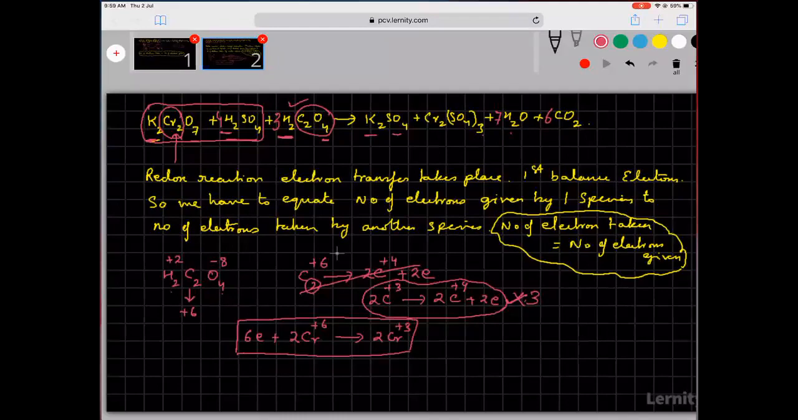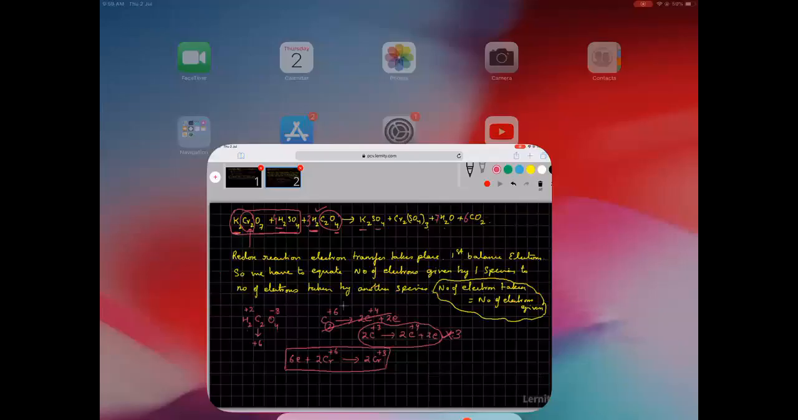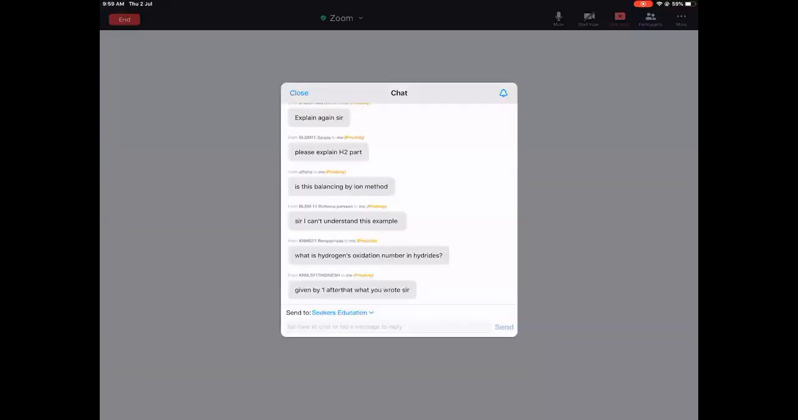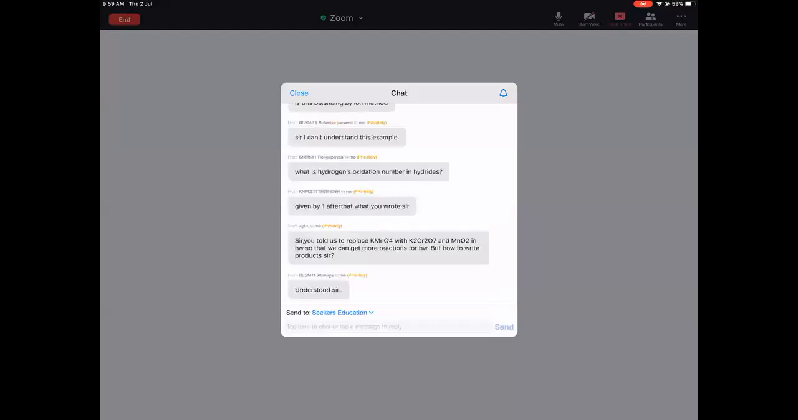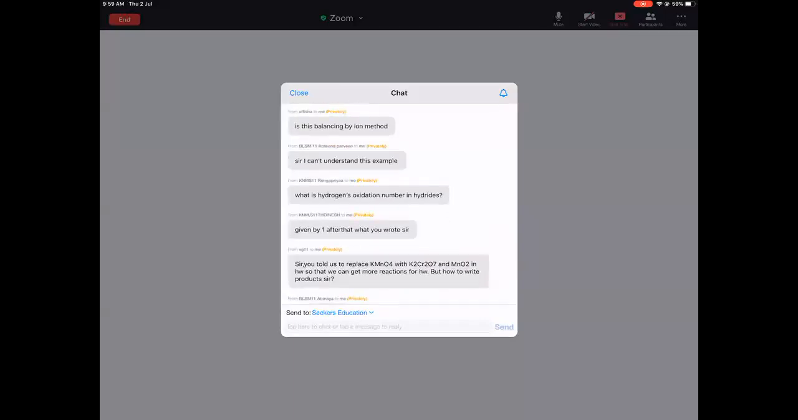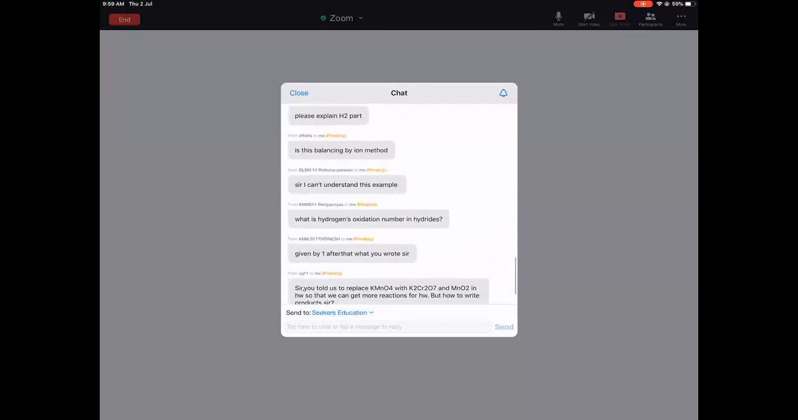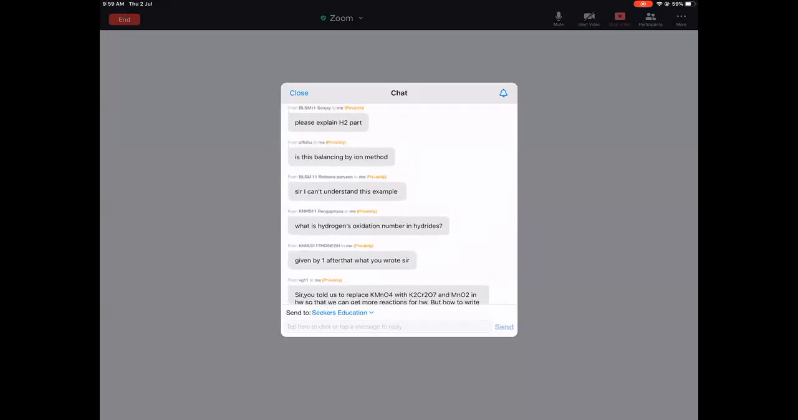Given by 1, after that what you wrote, sir? What is hydrogen's oxidation number in hydrides? -1. No, I don't understand this example. Tell me what you don't understand. No, this is not balancing by the ion method. This is balancing by the oxidation number method.